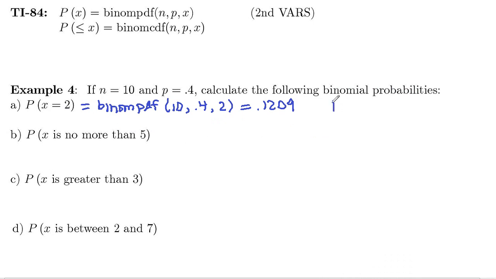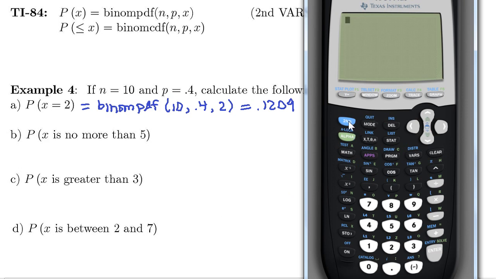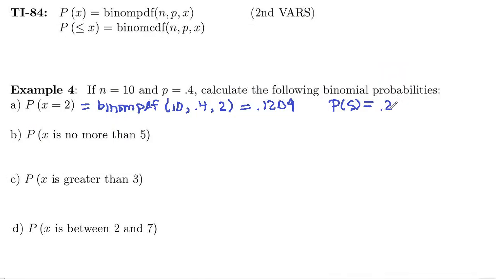So try doing the probability of 5 successes with Binomial PDF. So you're going to change your 2 to a 5. Try that and see what you get. So pause the video for a second and try that one. So if we do second variables and go down to choice A, it keeps the values you had before, just come down and change that 2 to a 5. Enter, enter one more time, 2007 rounded. So you get 0.2007.